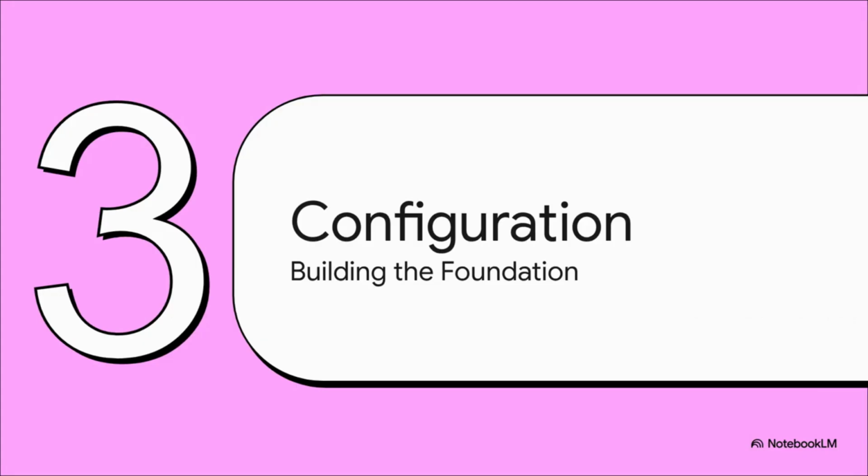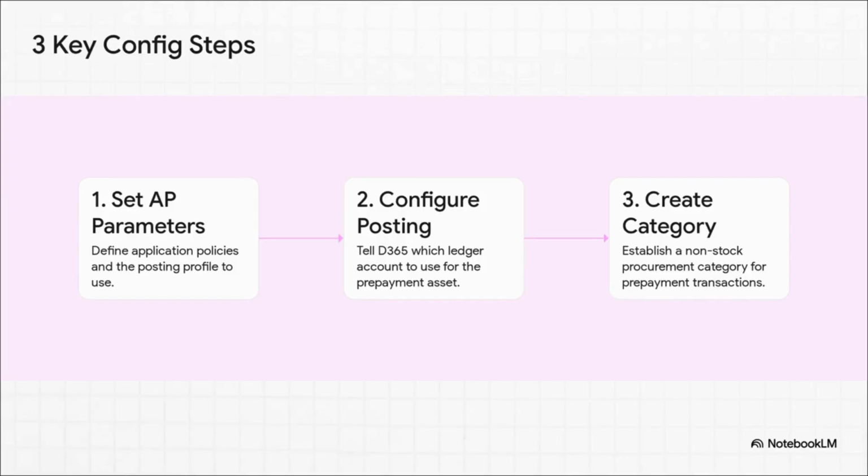Okay, before we walk through the whole process, we need to take a quick but super important detour into configuration. I know, it's not the most exciting part, but getting this right from the start is what makes everything else run smoothly. It's a do it once and you're done kind of thing. It really just boils down to three main things. First, you've got to set your accounts payable parameters to tell the system how to handle these payments. Second, you configure your posting profiles to tell it where on the general ledger that prepayment asset should live. And third, you create a special procurement category just for these transactions.